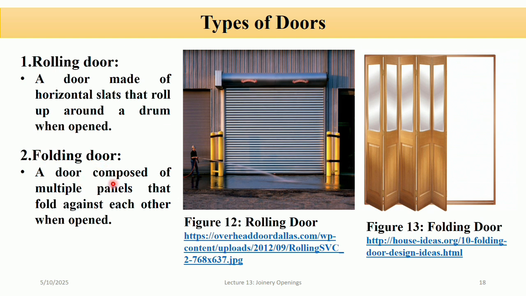Folding doors. A door composed of multiple panels that fold against each other when open. You can see in the figure. It is used in closets, rooms, dividers, and commercial storefronts where a wide opening is needed but space is limited for a swinging door.